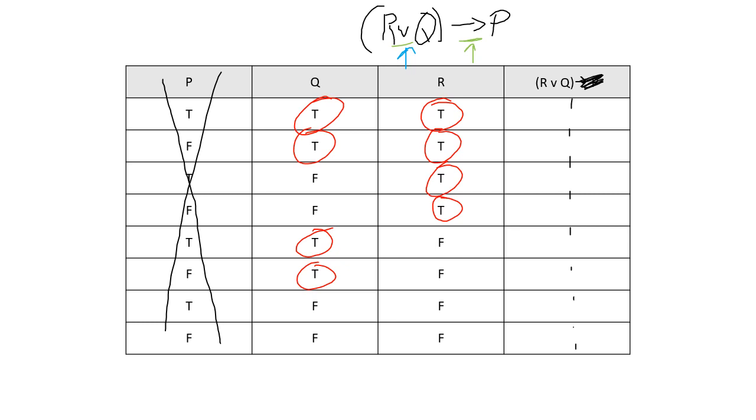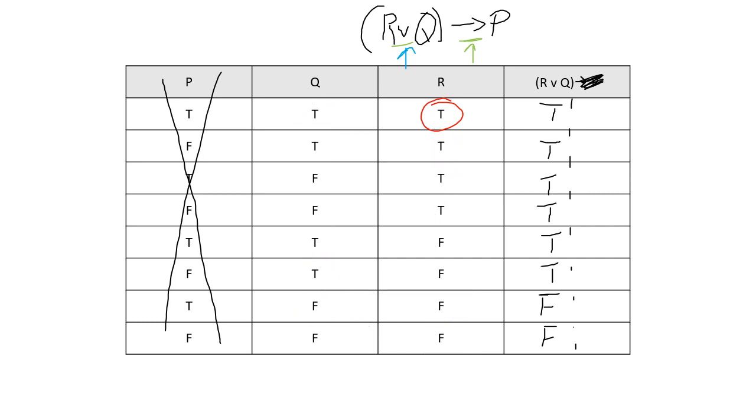So in all these instances in which I have a true circled, we know that the value of this wedge statement is going to be true. And in these bottom 2 rows, it's going to be false, because both disjuncts, both the left disjunct and the right disjunct, are false. So that is the evaluation of just the wedge, but we're not interested in evaluating R or Q. We're interested in evaluating R or Q, arrow P.